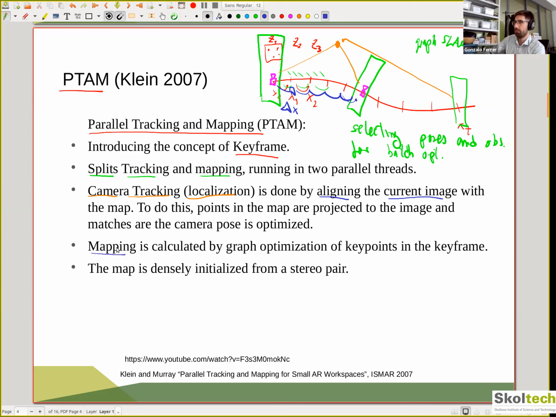I already discussed a little about mapping. So this is just graph optimization. You have a factor graph or whatever you want to use to optimize all poses of the keyframes, not the intermediate ones, right? These ones have just been lost. We are just using them for keeping track and then initializing them. But we optimize all these poses and all the observations of points in the map. So this will be like batch optimization, very similar to problem set 3, but with 3D.